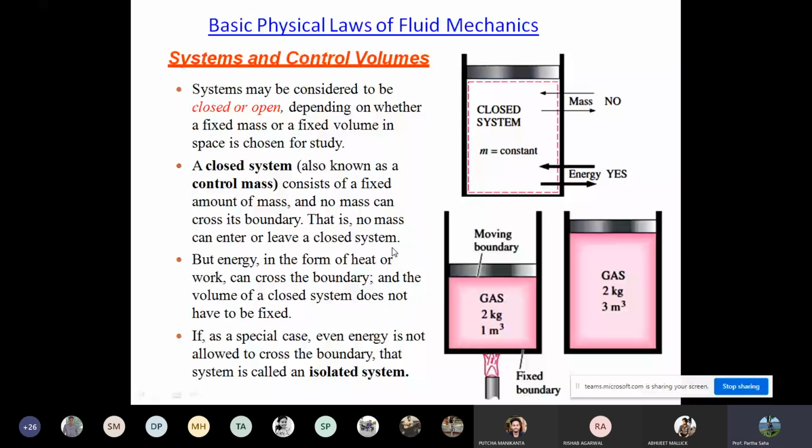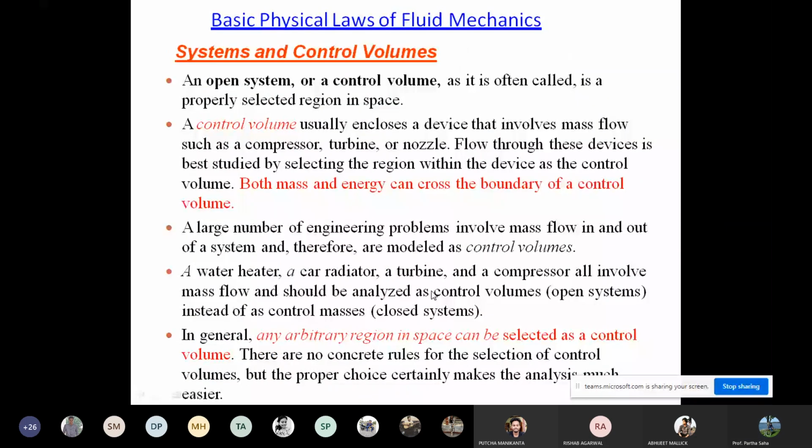So let's look into an open system, or control volume. It is often called a properly selected region of space. The control volume usually encloses a device that involves mass flow, such as a compressor, turbine, or nozzle. Flow through this device is best studied by selecting the region within the device as the control volume. We'll come to the next slide.